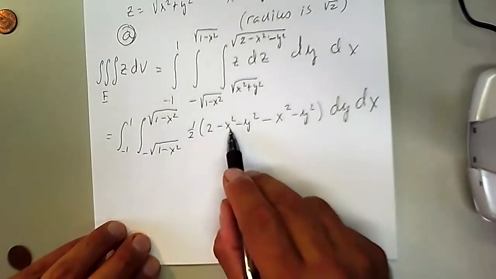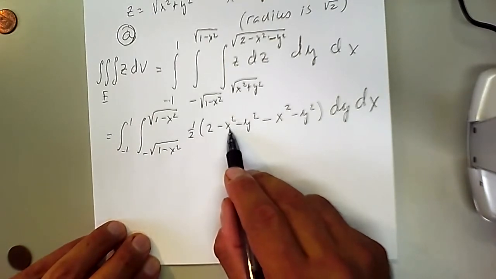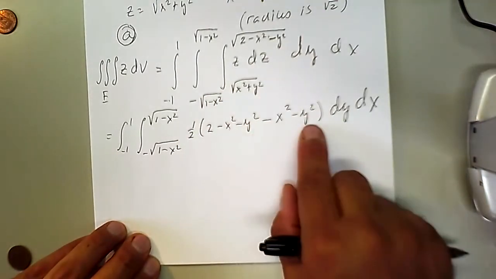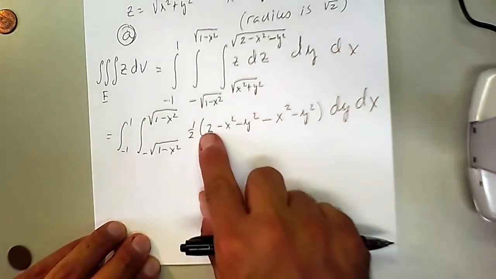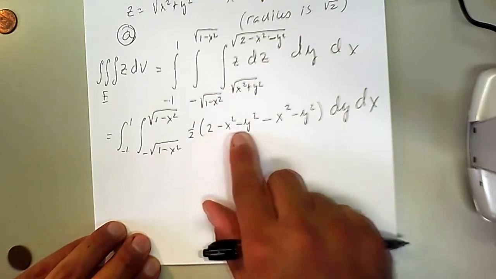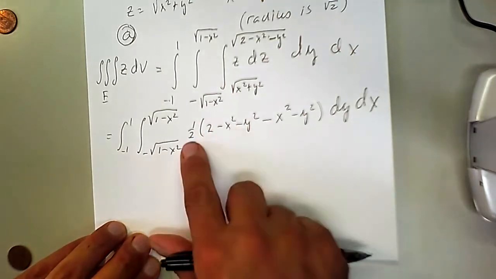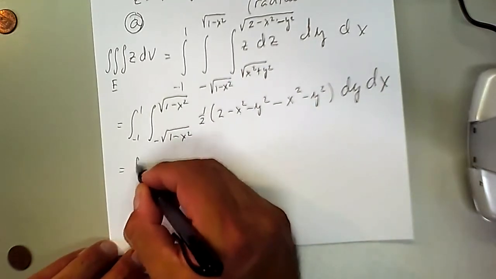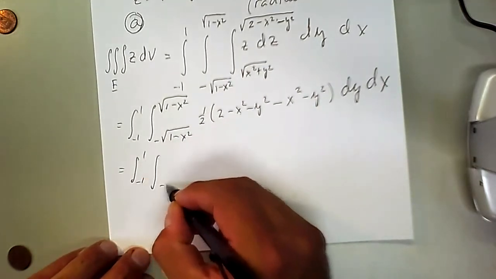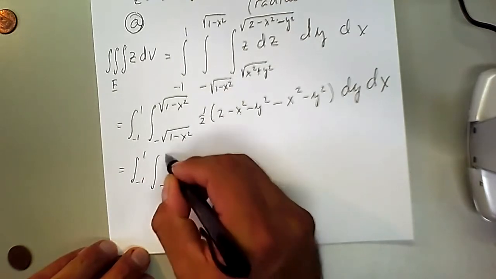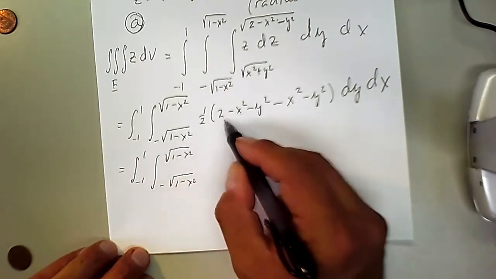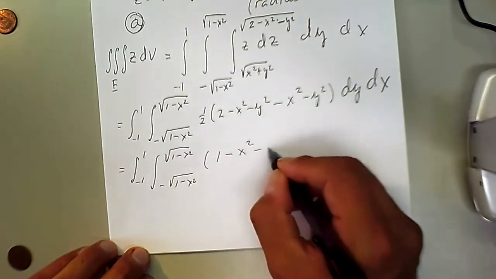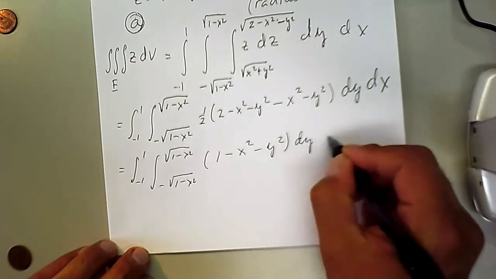If you pay close attention, you see a negative x squared, another negative x squared, so that makes 2. Negative y squared, that makes 2 of them. So we got a double 1, double x squared, double y squared, but we are multiplying by 1/2. So this is really -1 to 1, negative square root of 1 minus x squared to positive square root of 1 minus x squared. And so the 2's and the half cancel out. So we simply end up with 1 minus x squared minus y squared dy dx.